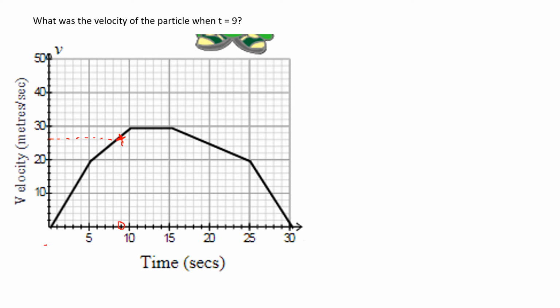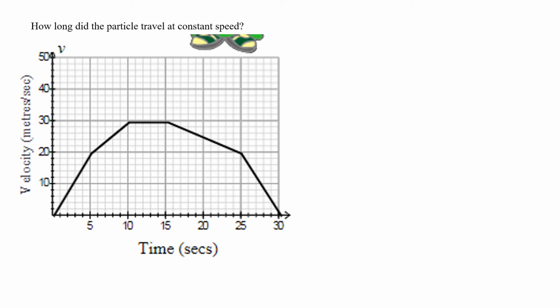If you're doing this on a test paper or a question in your book, do make sure that you use a ruler. So we can see here that our velocity, this scale's going up in 2, so 22, 24, 26 meters per second. So when t equals 9, v equals 26 meters per second.